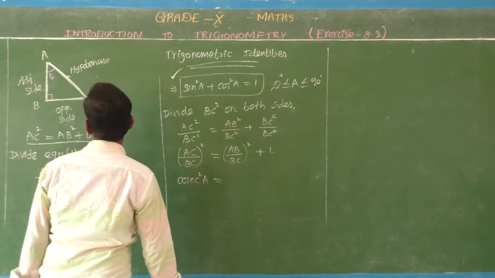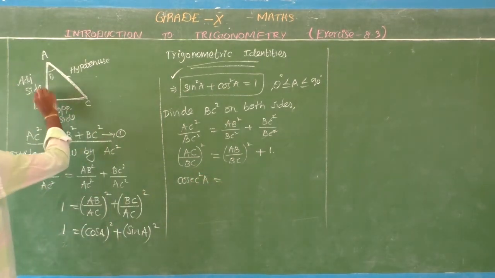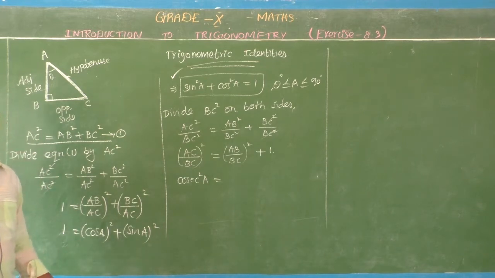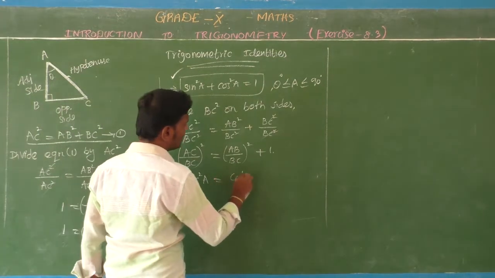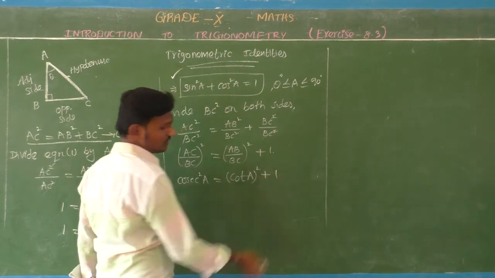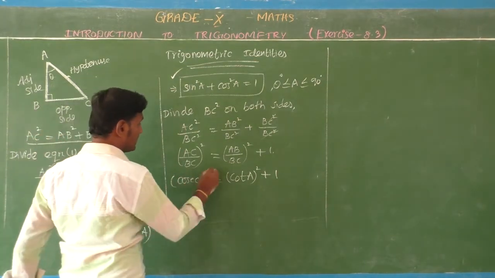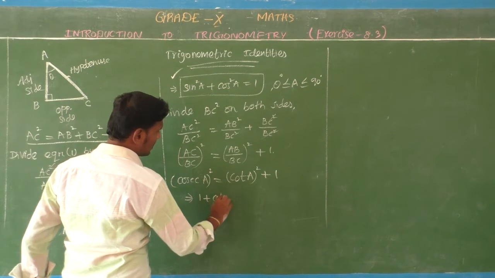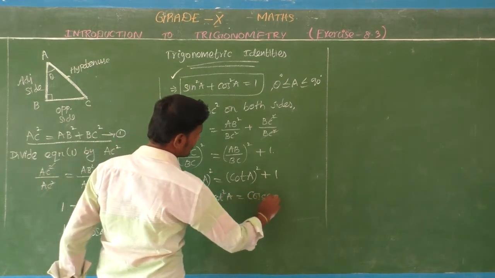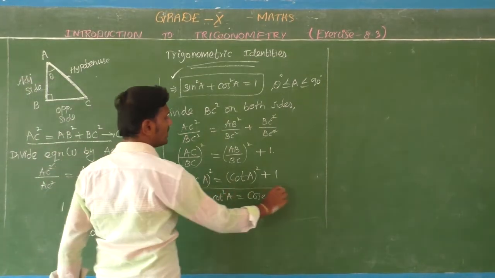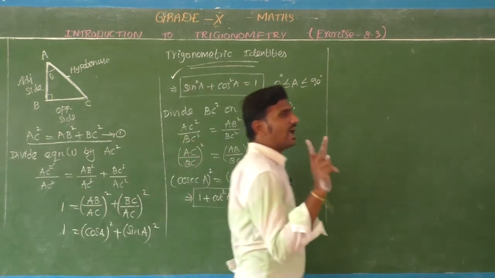Which is equal to AB square by BC square. AB is the adjacent side and BC is the opposite side. So adjacent side by opposite side, the whole square, means cot theta, cot A. So cot A the whole square plus 1. Now see, 1 plus cot square theta equals cosecant square theta, or cosecant square theta equals 1 plus cot square theta. So this is your second identity.